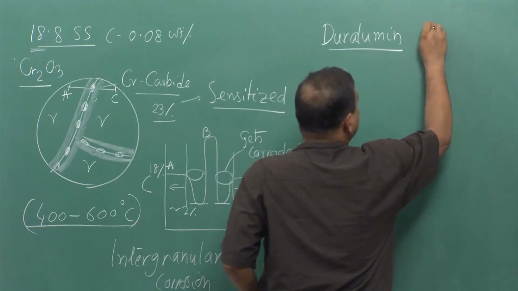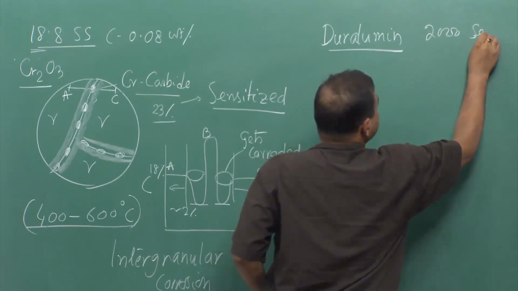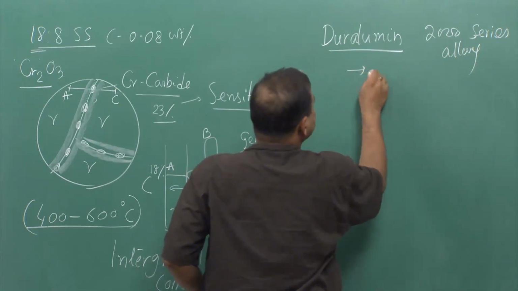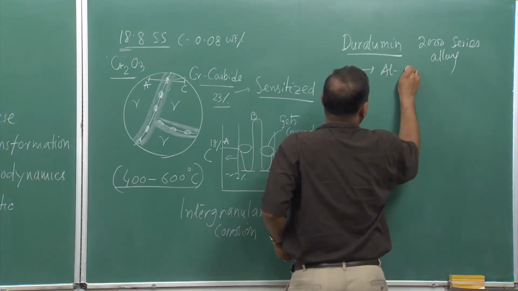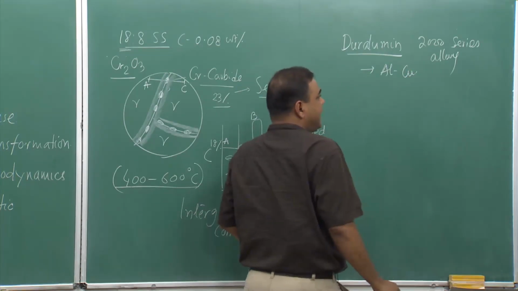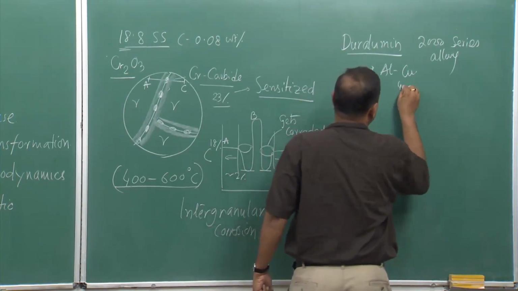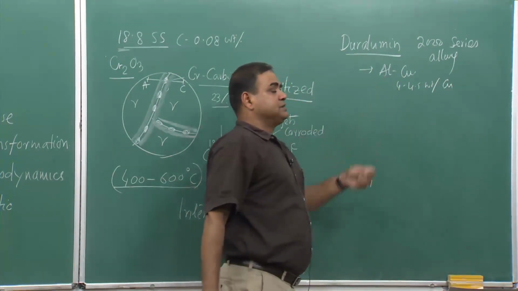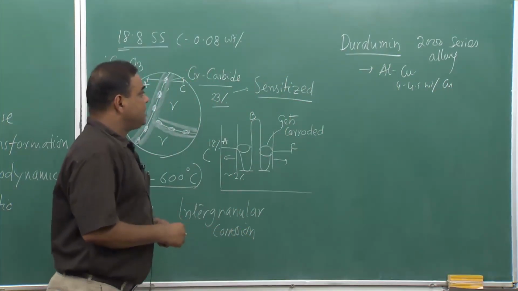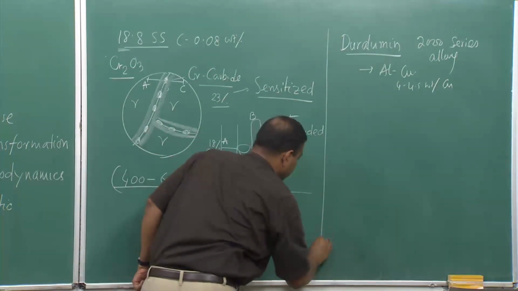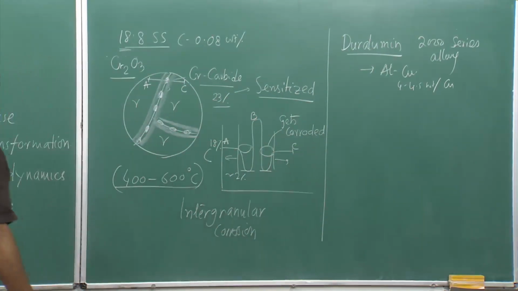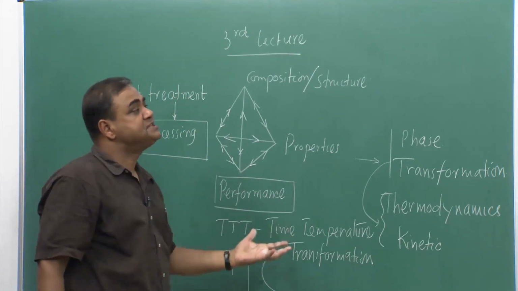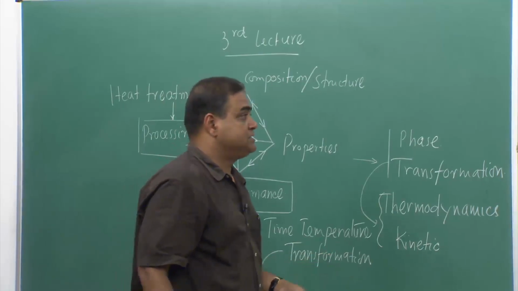which is a 2000 series alloy, and mainly an aluminum copper alloy. And the best example is around 4 to 4.5 weight% copper we have in this particular system. Now, let us talk about this particular alloy in order to complete our discussion that yes, heat treatment or processing can lead to change in the properties and performance.